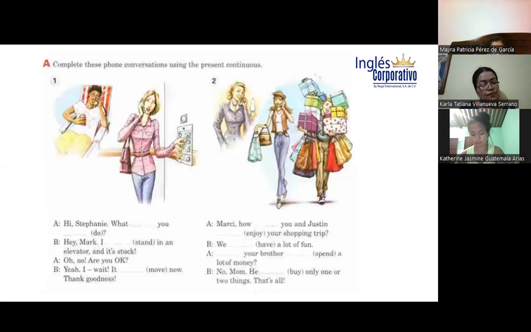Okay, so I will give you a short time to try to complete the exercise, and later we will compare the answers we have together and we will complete this exercise. So start working with that. Meanwhile, I take this time to check the attendance list and also update it.